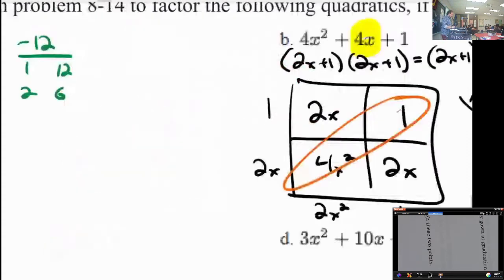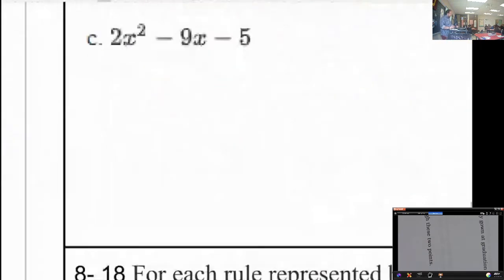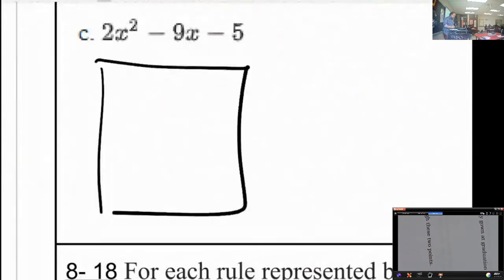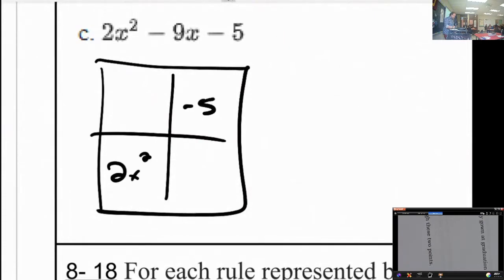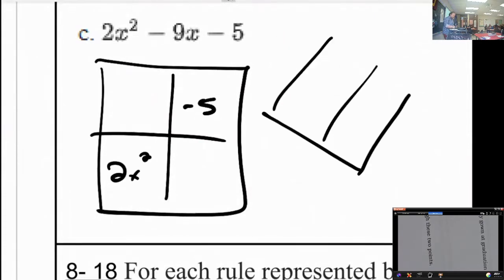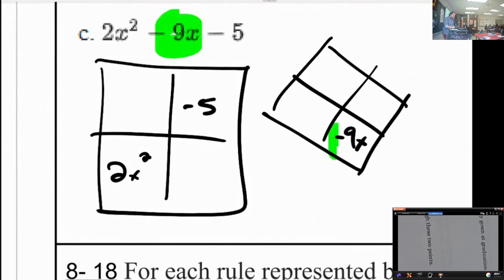Next question. 2x squared minus 9x minus 5. Again, let's make ourselves a little box here. We're going to have 2x squared down there. We want minus 5 up there. We want our diamond problem all set up also to help us think about what we need. We need two numbers that add to negative 9x and multiply to be negative 10x squared. Going fast. Don't expect you to be on this pace right now, but I'm just giving you something to work on from this. Numbers that multiply to negative 10 and add to negative 9.